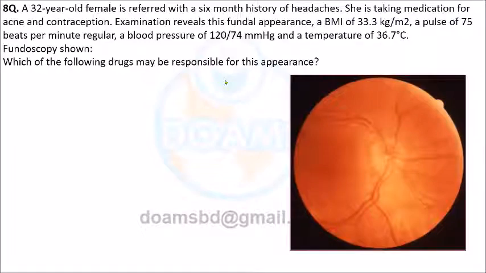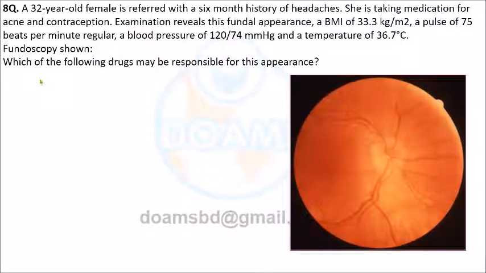A BMI of 33.3 kg per meter square, a pulse of 75 beats per minute regular, a blood pressure of 120/74 millimeter of mercury, and temperature of 36.7 degrees Celsius. Fundoscopy shown. The picture is already given. This is the fundoscopy picture. Fundoscopy shown means you are looking at the picture.